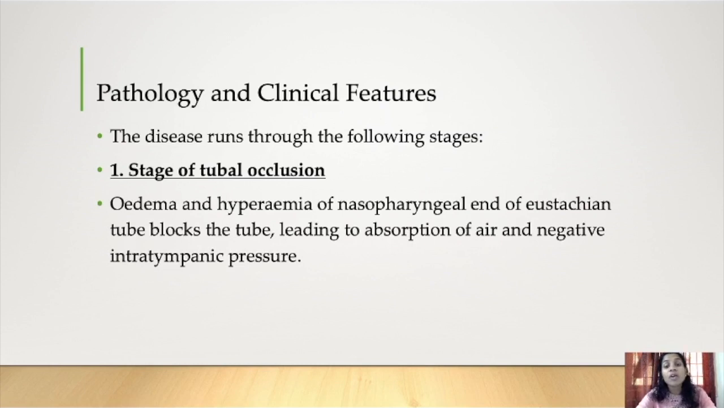Edema and hyperemia of the nasopharyngeal end of eustachian tube blocks the tube, leading to absorption of air and negative intratympanic pressure. So there is an edema at the lower end of the eustachian tube, near the nasopharynx, and that blocks the eustachian tube. It leads to absorption of air and negative intratympanic pressure.